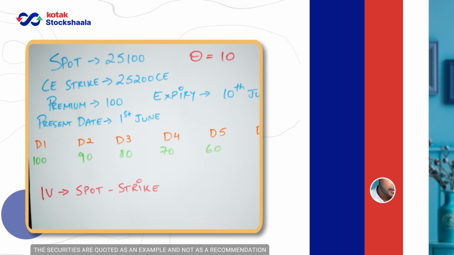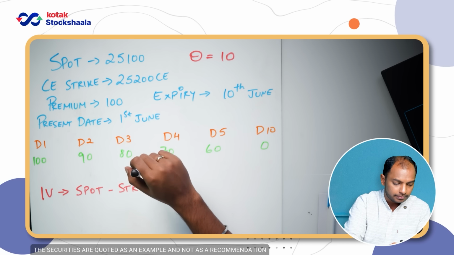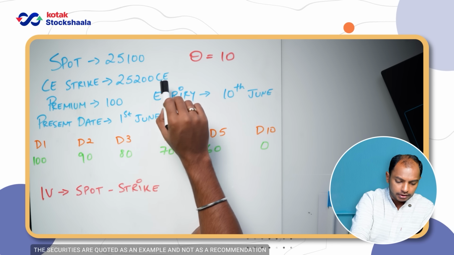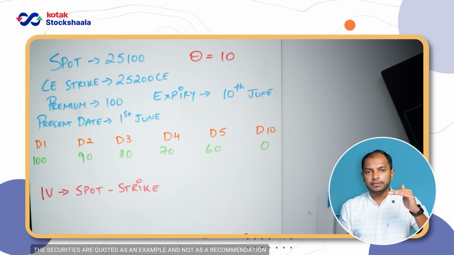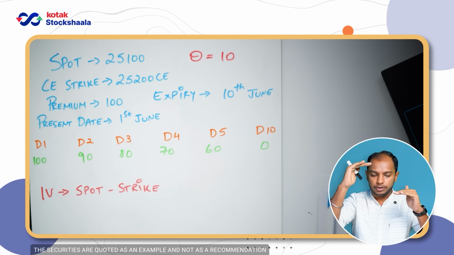Now let's take a real market example to understand the concept of theta better. And for that, let's head to the whiteboard. Here, I've taken the example of spot as 25,100 for Nifty. And the strike that I have bought is 25,200 call option, which means 25,100 market is here and I have bought a call option strike of 25,200.